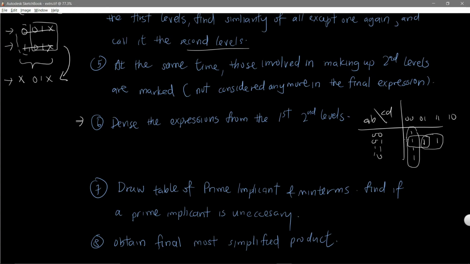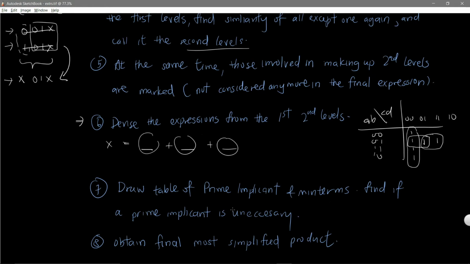So to remove these probably existing redundancies in the sixth step, you want to go to the seventh step and you draw a table of prime implicants and minterms. Prime implicants are the specific terms in this expression you form. These are called the prime implicants. Alright?